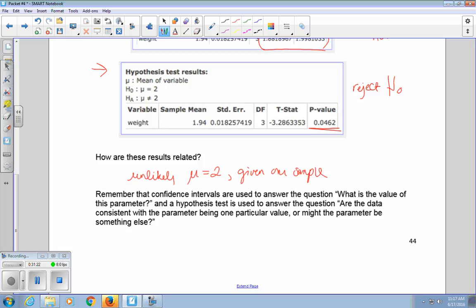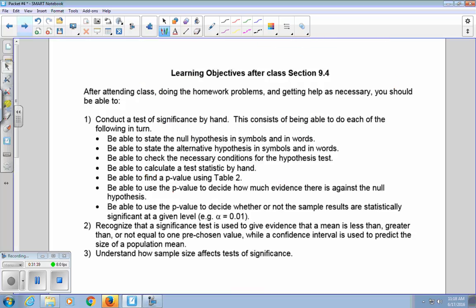So remember that confidence intervals are used to answer questions such as what is the value of this parameter, whereas a hypothesis test is used to answer the question, are the data consistent with the parameter being one particular value? Might the parameter be something else? Okay, and that wraps up section 9.4.